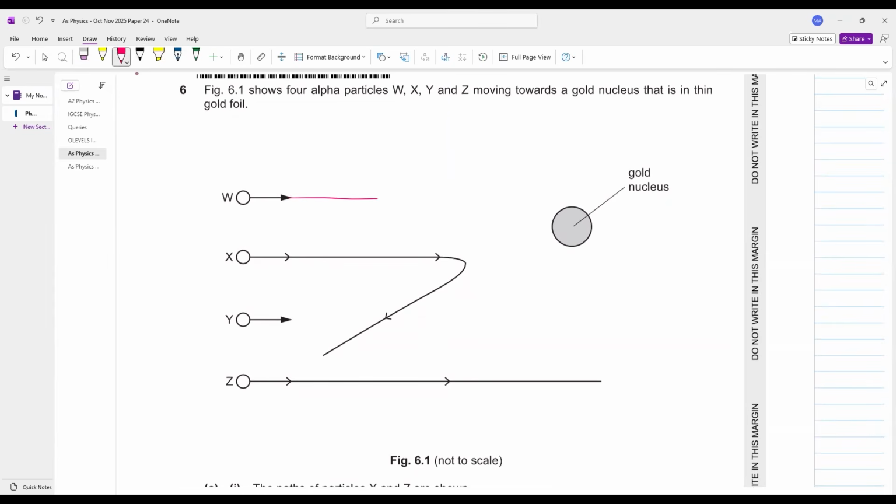If you realize, W is hitting the nucleus like this, almost hitting the nucleus. So it will get reflected like this.